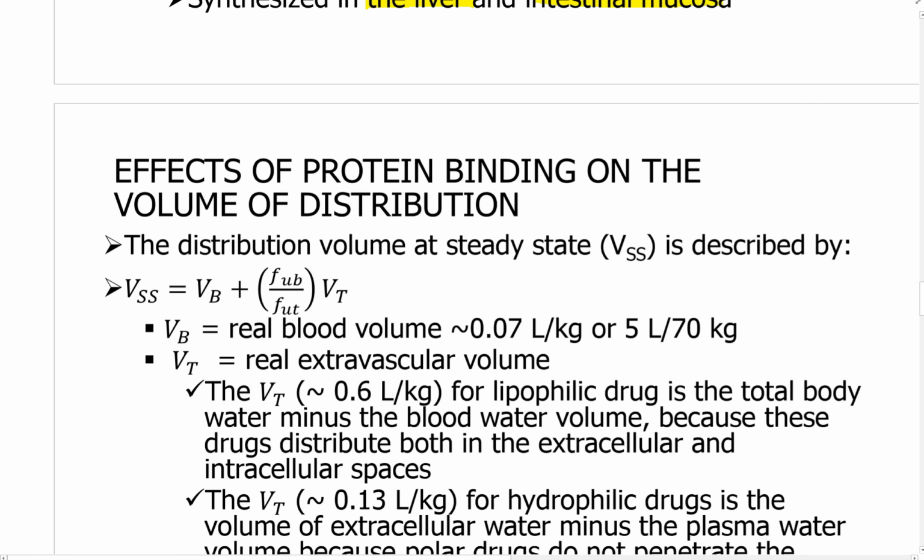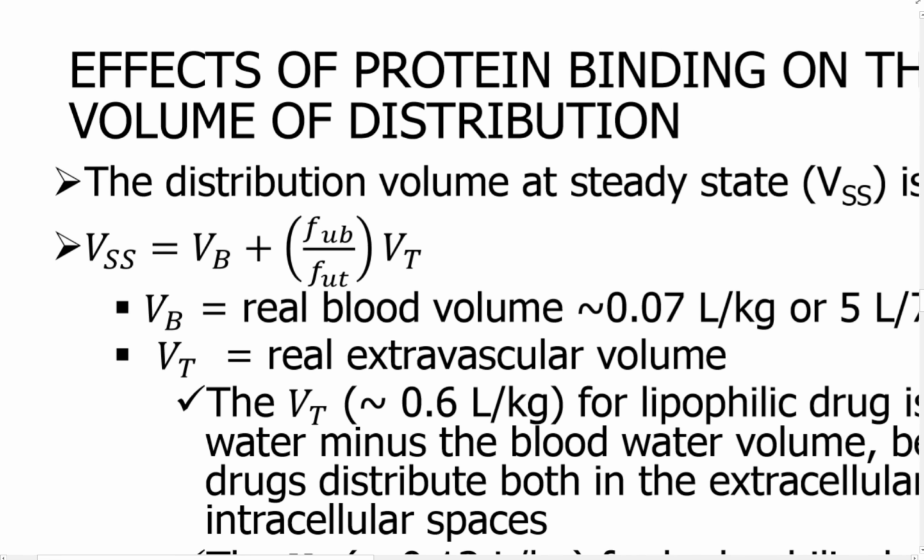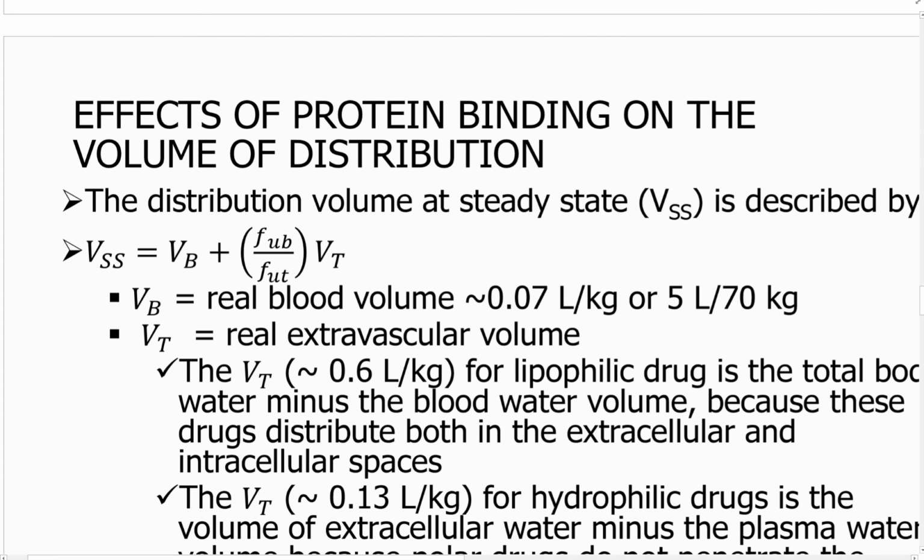Now we have an equation. This is a very complex but simple equation. If you focus on this equation, we have to dissect the equation. First, this is the volume of distribution, volume at steady state. We are going to use this equation, VSS, volume at steady state. And we have some parameters here. It is called VB, real blood volume.